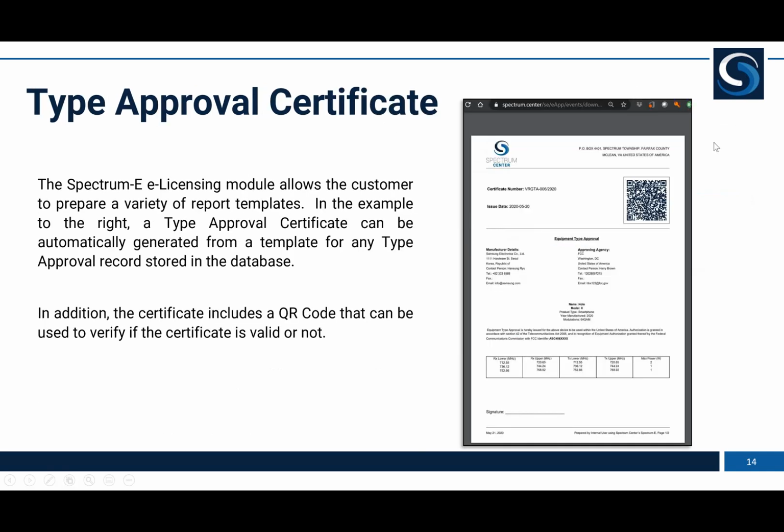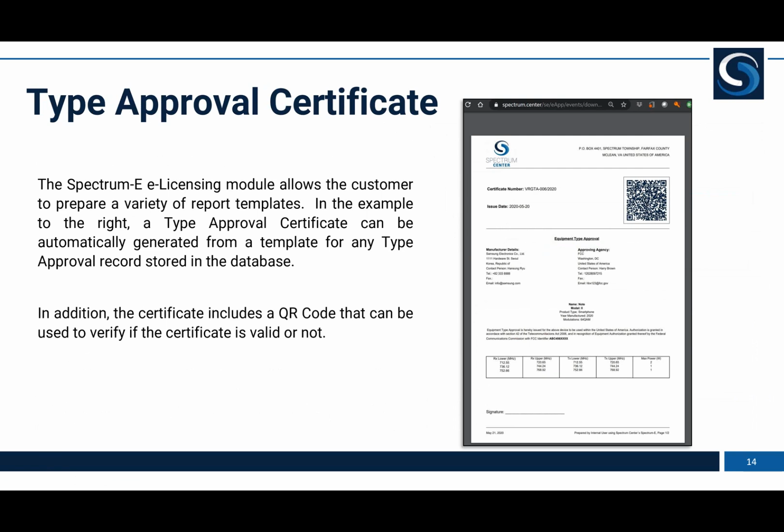And here is an example of a type approval certificate that the tool can generate. This entire certificate is leveraging a report template, and the report template can be edited. It can be modified. One thing you'll notice is the QR code here on the right. So that QR code helps in the case of inspections.